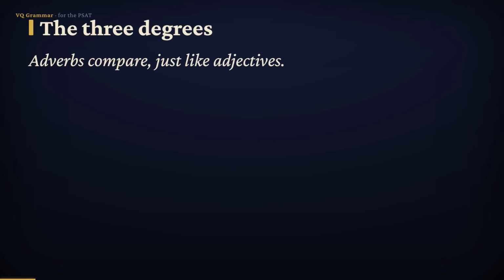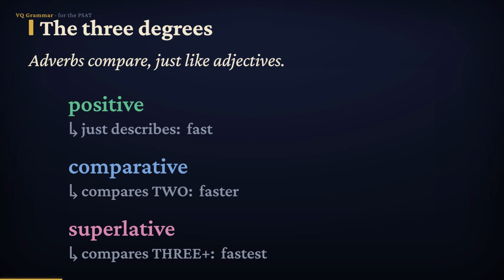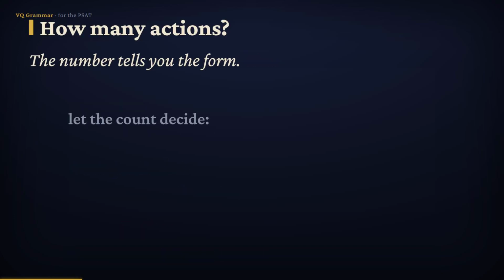Here's the big picture. Just like an adjective, every adverb has 3 degrees. The positive form simply describes one action, like she runs fast. The comparative form compares exactly 2 actions, and here it's fast plus er, faster. The superlative form compares 3 or more actions, and it's fast plus est, fastest. Positive, comparative, superlative. 1, 2, 3 or more.